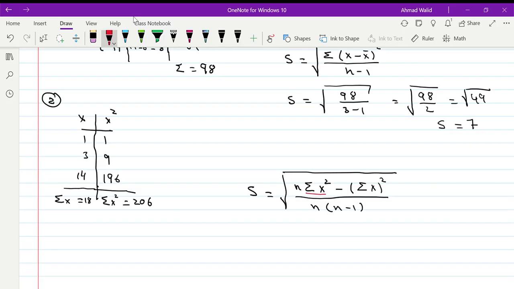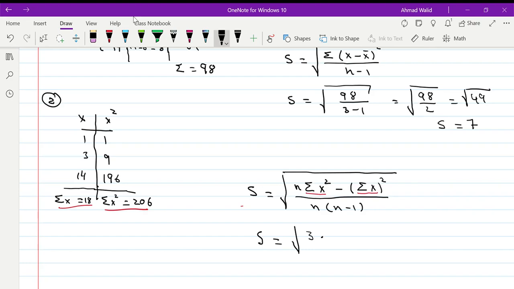Sum of x squared, and the sum of x all squared. Here, you are squaring your data, then adding. Here, you are adding your data, then squaring. The second one is this. The first one is this. That's the difference, correct? Then s equals the square root of n, which is 3, times the sum of x squared.